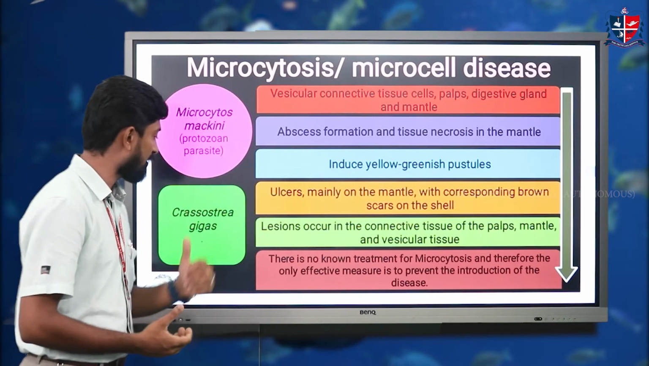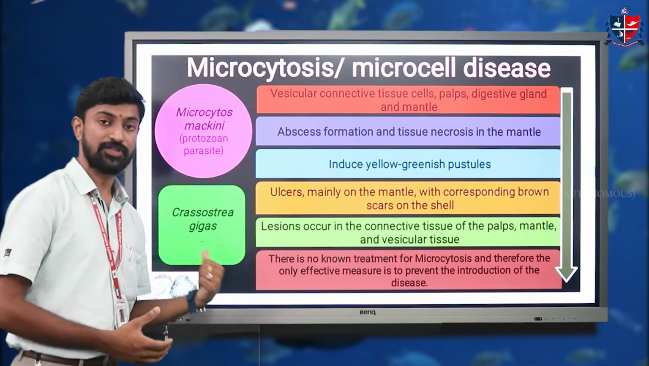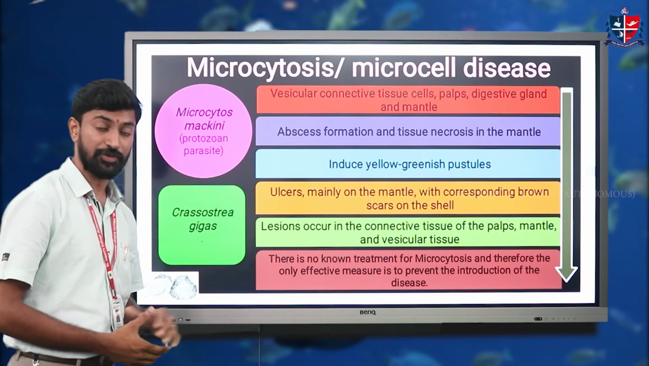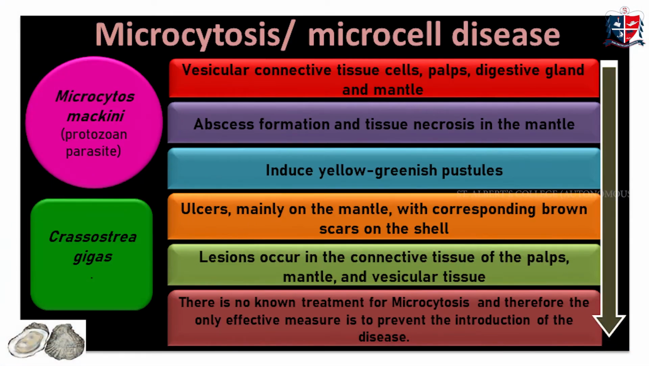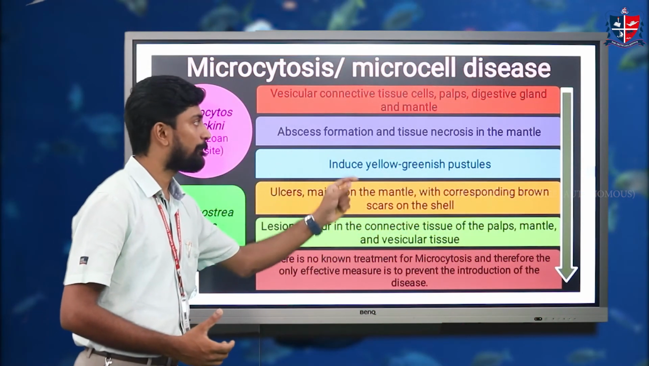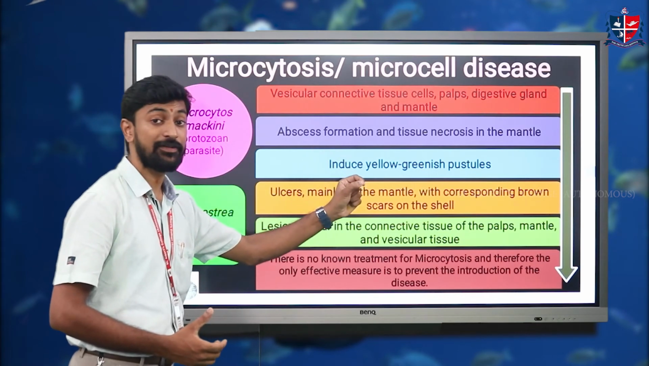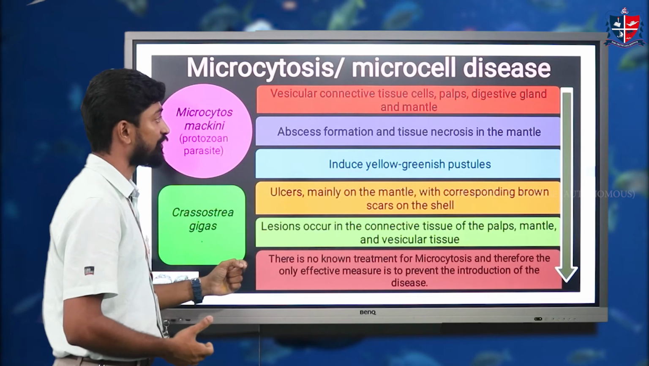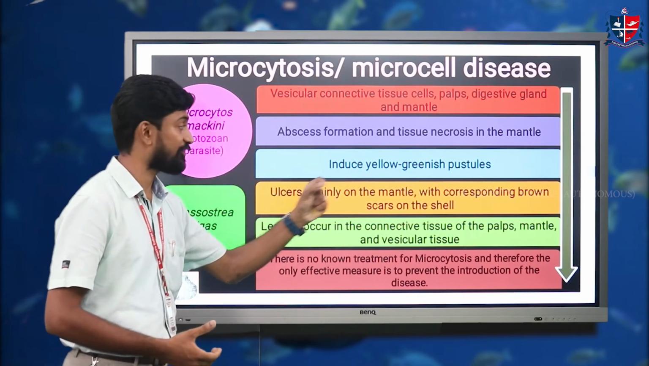It affects Crassostrea gigas, the major host for microcytosis, and other oysters are also affected with Microcytos mackini. It affects the vascular connective tissue cells, pulp, digestive gland, and mantle. So it is known as microcell disease.